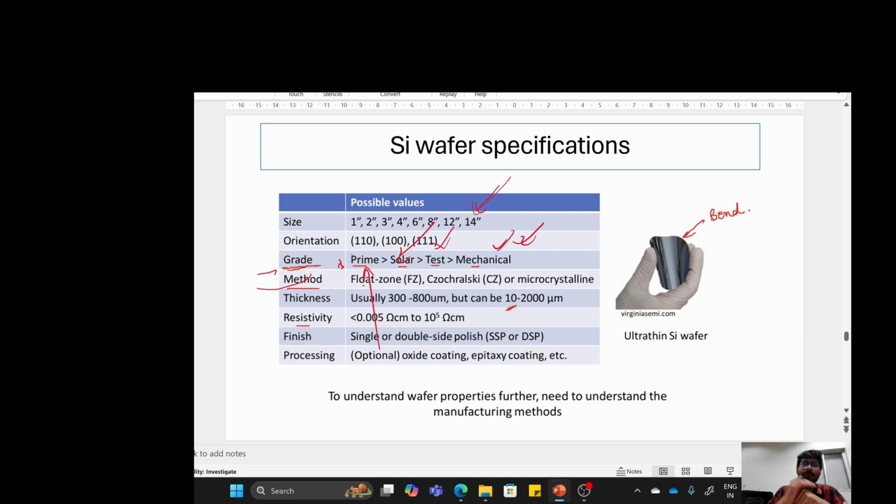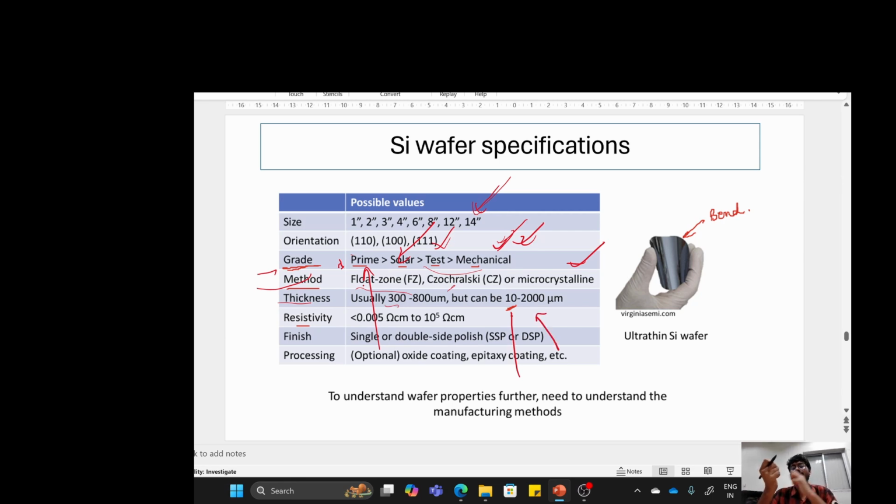And for microfluidics, for such purposes you can use the test grade or mechanical grade wafers. There are some methods, like float zone, Czochralski or microcrystalline methods, by which you can make these kinds of wafers. The thickness of these wafers can be as thin as 300 micrometer to 800 micrometer, but can be like 10 micro to 2000 micrometers.